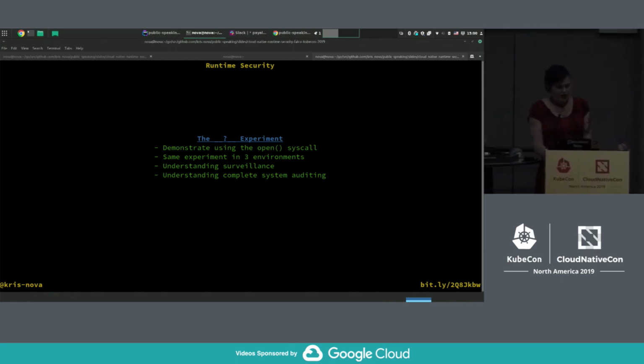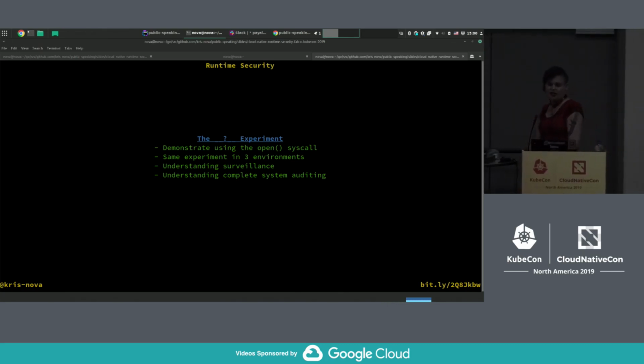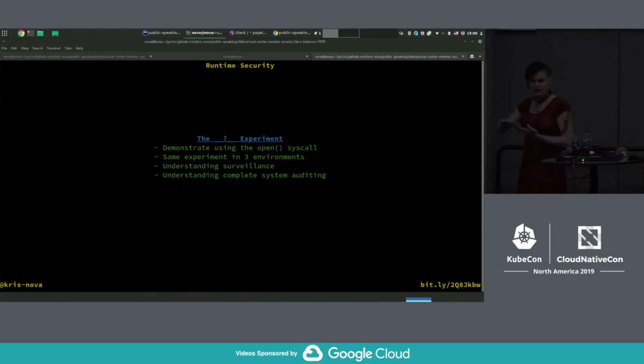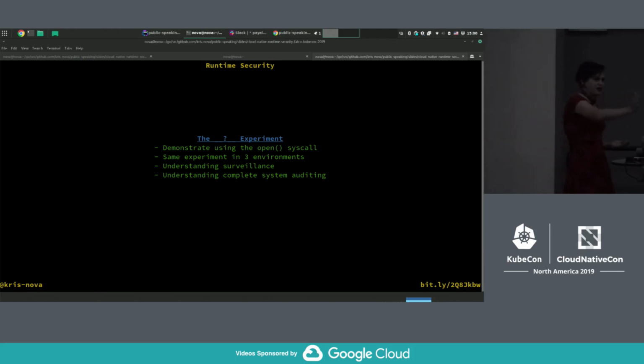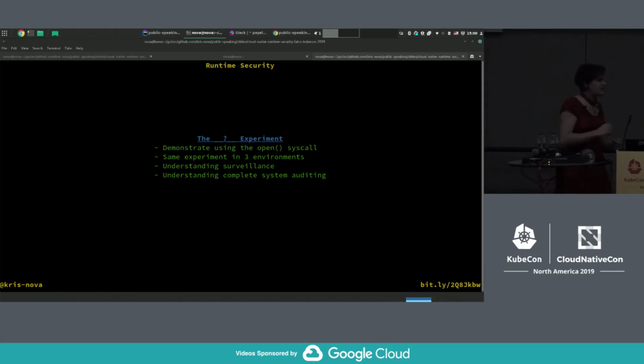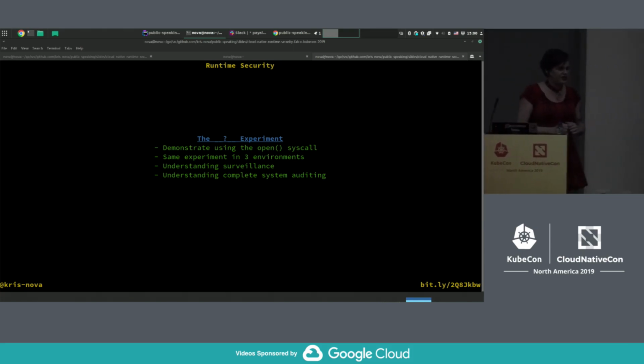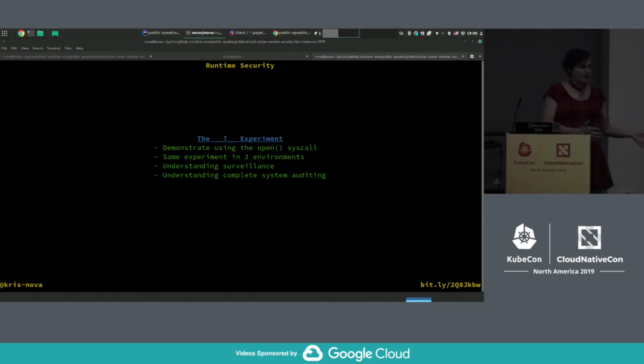The next thing we do is we're going to replicate the banana experiment in three different environments: one in raw Linux, one in a container, and one in Kubernetes. We're going to perform the exact same experiment in all three environments, and we're going to see what the kernel does using Falco. Falco is going to give us visibility into the kernel, and we're going to understand what kind of information we're able to get, and actually see me do something scary, and we're going to see what Falco has to say about it.